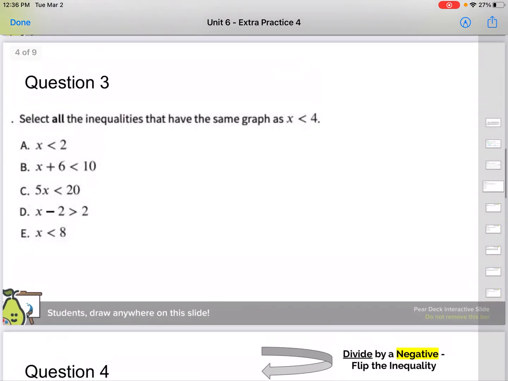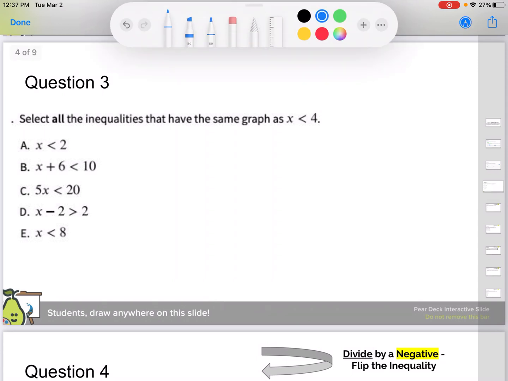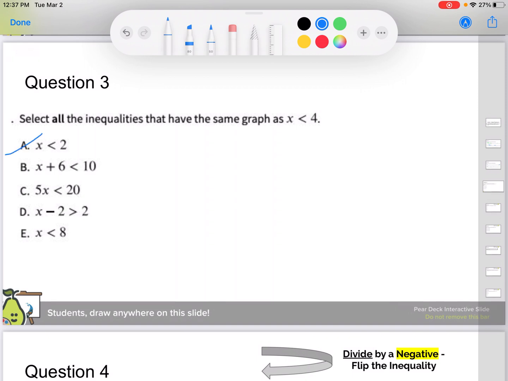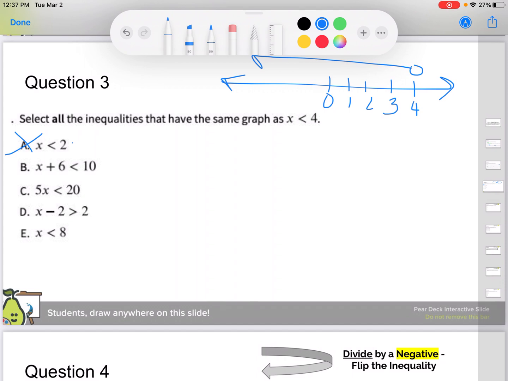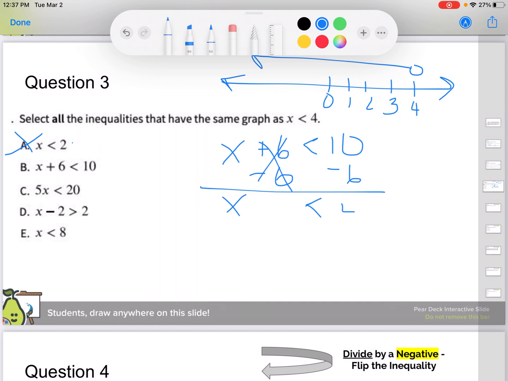All right, so now they want me to select all the inequalities that have the same graph as x is less than 4. So that's not going to be x is less than 2 because when I draw my graph, that's going to include the number 3, and the graph of x is less than 2 is not going to include that. So if I have x plus 6 is less than 10, subtract 6 on each side to create that zero pair. x is less than 4. So B will be correct.